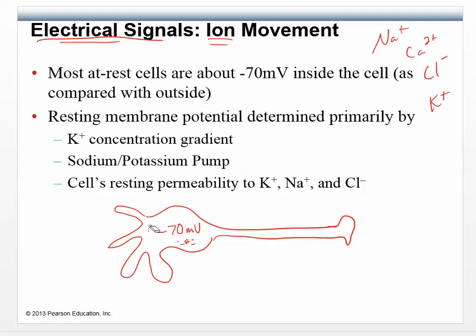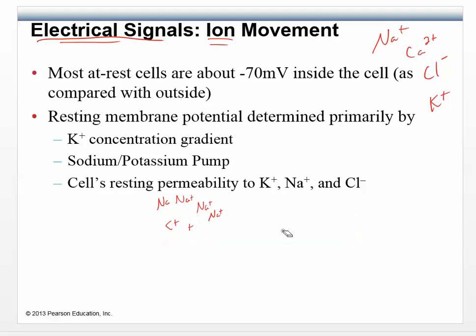But there are a couple of other important things about maintaining this resting membrane potential. And that is that there happens to be a lot of potassium on the inside of the cell, and there's a lot of sodium on the outside. This is true for just about every cell in your body. This is homeostasis. This is where they like things.